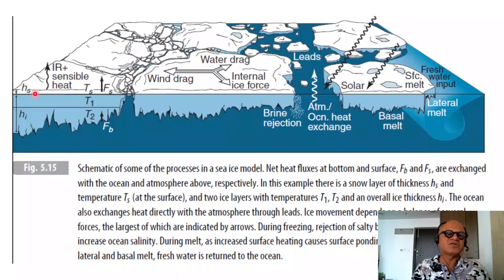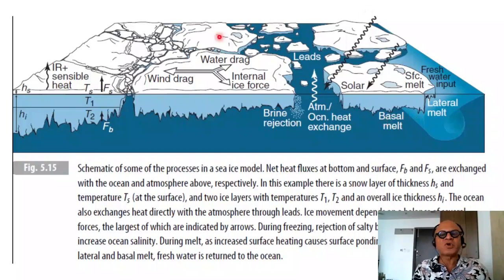So you have, of course, sensible and long wave radiation balances happening here, determining the surface reflection of solar radiation and high albedo and so on. So you have surface flux here and heat energy exchange and heat exchange here, and there are also freshwater input from the lateral melt and so on that we talked about, and the basal melt.